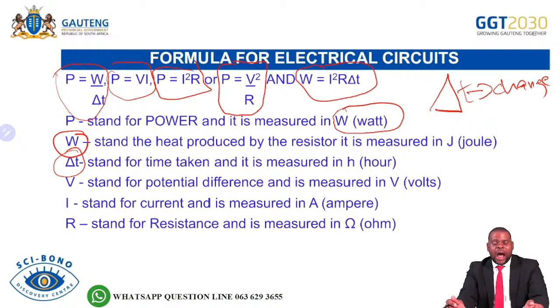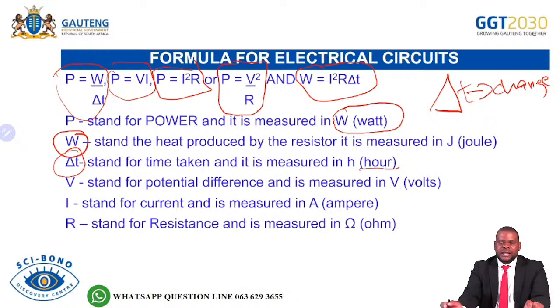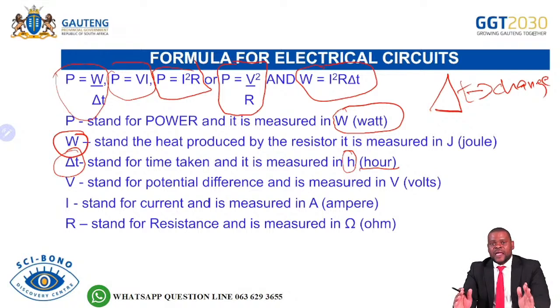Yes. And then our time at this instant we said is measured in hours. And the symbol for hour is small h. Why is it small h? Because it's not named after any scientist. Are we together? It's not named after any scientist. Okay, Grade 12. Yes. Let's continue.